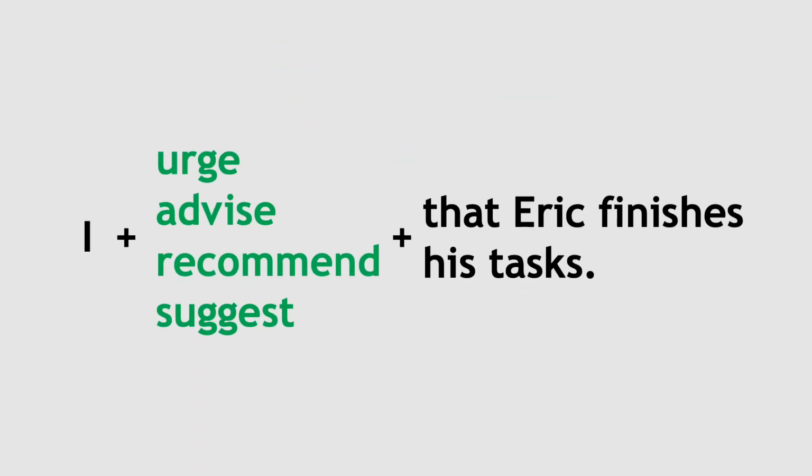If you want to take a more personal or subjective point of view, you can start the sentence with first-person pronouns such as I or we, followed by the reporting verbs in the active voice, such as I urge that Erik finishes his task, I advise that Erik finishes his task, I recommend, I suggest. So different sentence structure, but with the same reporting verbs, and the same modality in different degrees.